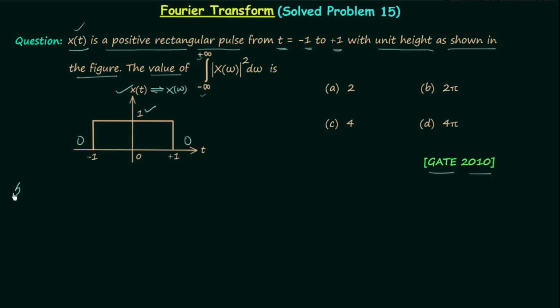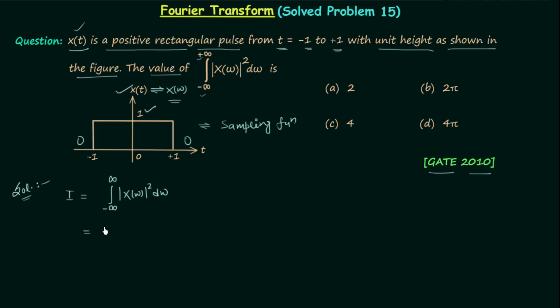So let's move to the solution of this problem. Let's say the integral here is represented by capital I. It is equal to integration -infinity to infinity |X(omega)|^2 d omega. And we know the Fourier transform of a rectangular function is equal to sampling function. But there is no need to calculate the Fourier transform of this signal. We can have the answer directly.